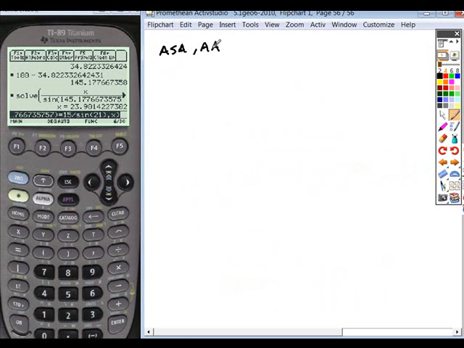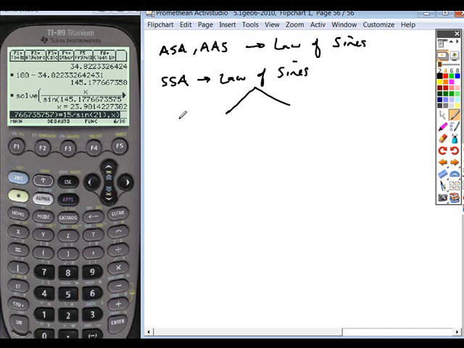In ASA or AAS, you're going to use the law of sines, and there's only one possible solution. When you're using SSA, you are going to use the law of sines as well, but there's two possibilities here. There's a possibility of one solution and a possibility of two solutions.